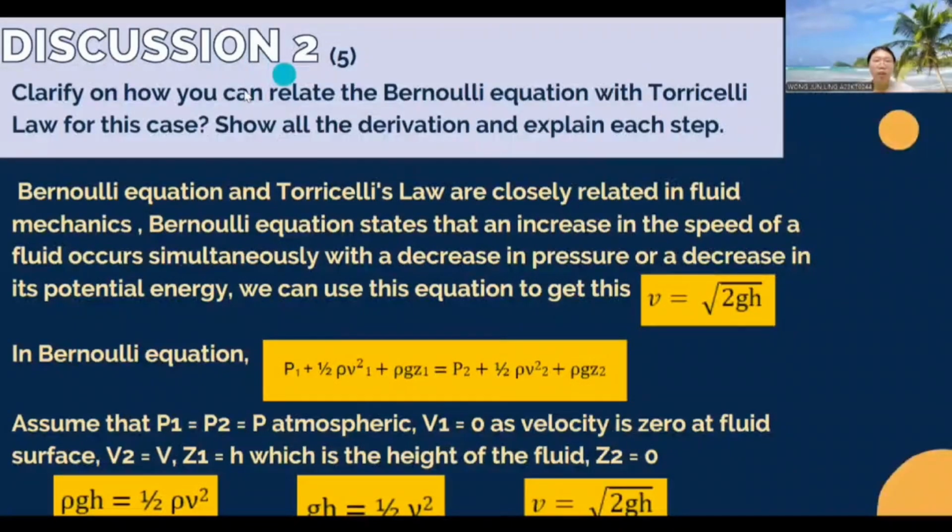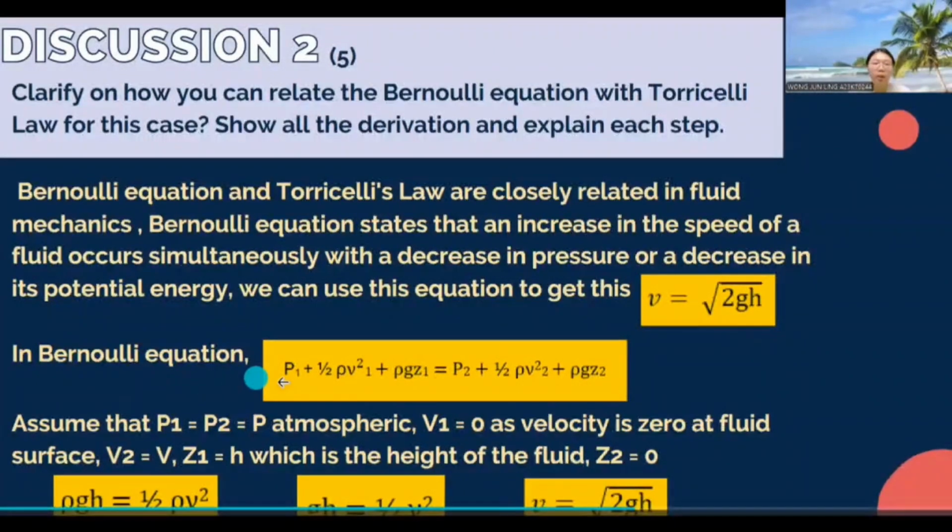For discussion 2, we have to relate the Bernoulli equation with Torricelli's law for this experiment by explaining the derivation. Bernoulli equation and Torricelli's law are closely related in fluid mechanics. Bernoulli equation states that the increase in speed of a fluid occurs simultaneously with a decrease in pressure or a decrease in its potential energy. We can use the Bernoulli equation to get the equation we want, which is the velocity equals the square root of 2 times gravity times the height.